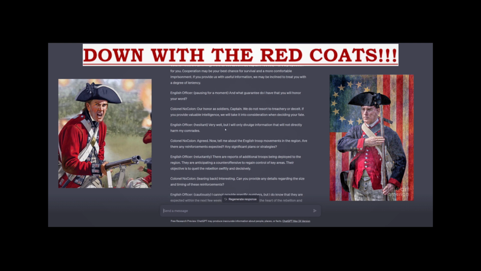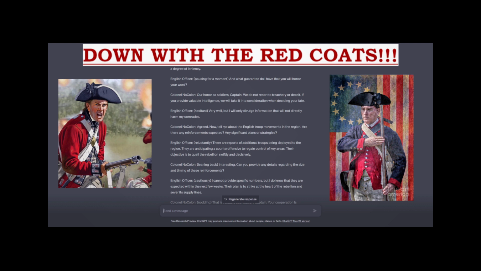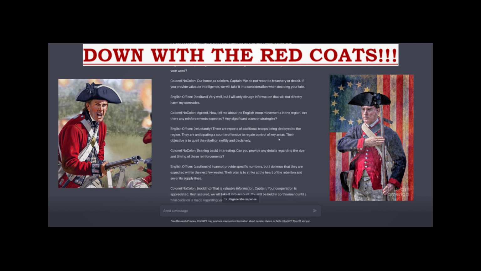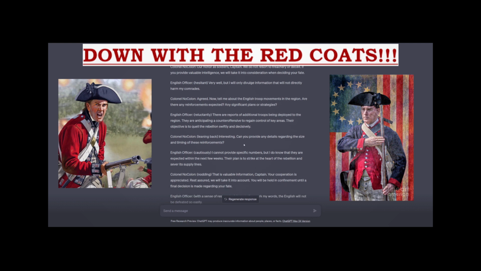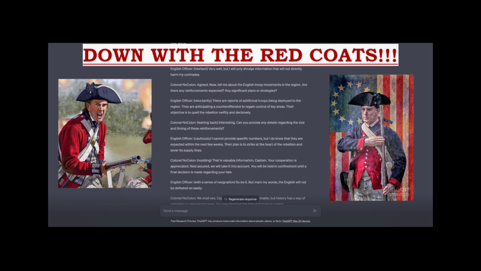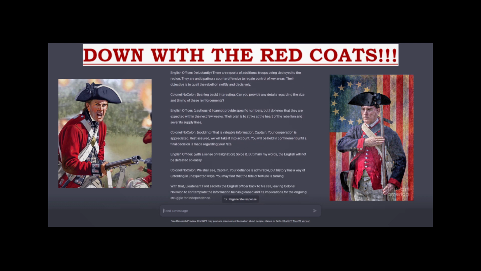Responses of additional troops being deployed in the region, anticipating a counteroffensive to regain control of key areas. Their objective is to quell the rebellion swiftly and decisively. Any details regarding the size and timing? I cannot provide specific numbers, but I do know that they are expected within the next few weeks. Their plan is to strike at the heart of the rebellion and sever its supply lines. The English will not be defeated so easily. We'll see, Captain. Your defiance is admirable, but history has a way of unfolding in unexpected ways. You may find that the tide of fortune is turning. Leaving Colonel.